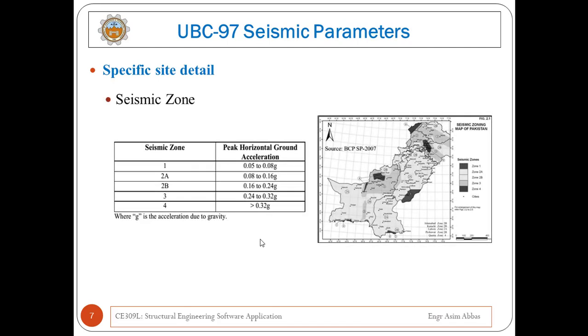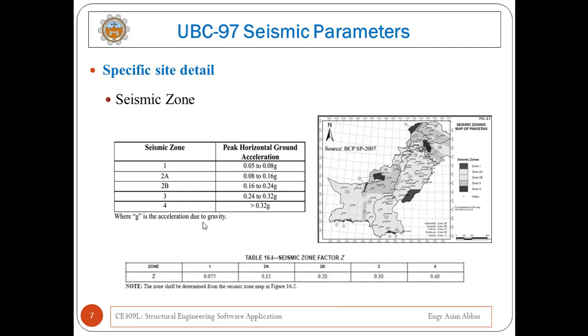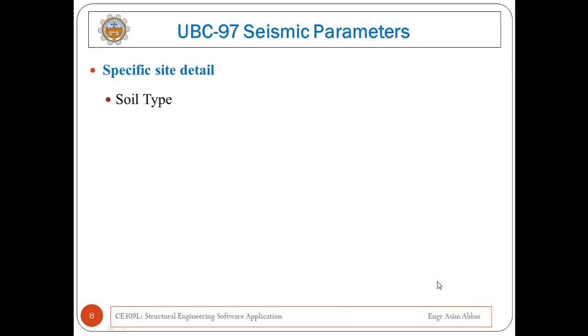Seismic zone. Pakistan is divided into 4 different seismic zones. Okay, in zone 1, the peak horizontal ground acceleration is very small, that is 0.05 to 0.08 g, while seismic zone 4 is a very critical zone where the peak horizontal ground acceleration is more than 0.32 g, where g is acceleration due to gravity. Okay, from the seismic zone, the seismic zone factor is determined, and the seismic zone factor values are given in table 16.1, right? For zone 1, the Z value is 0.075, and for zone 4, its value is 0.4.